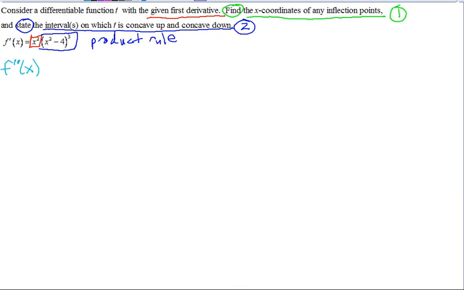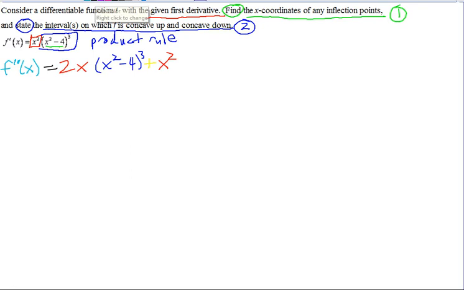So what we're going to do is 2x times the second one as it is, (x squared minus 4) cubed, plus the first one as it is, x squared. And then we take the derivative of this. That's going to require the chain rule.